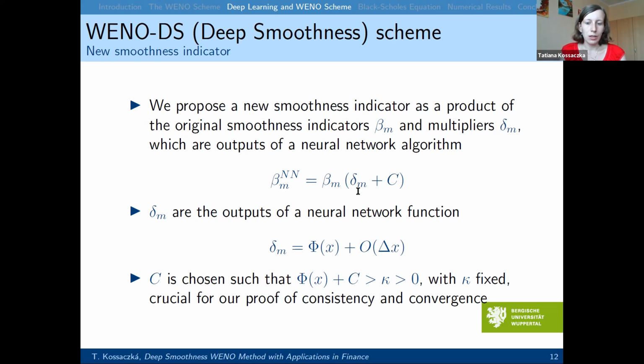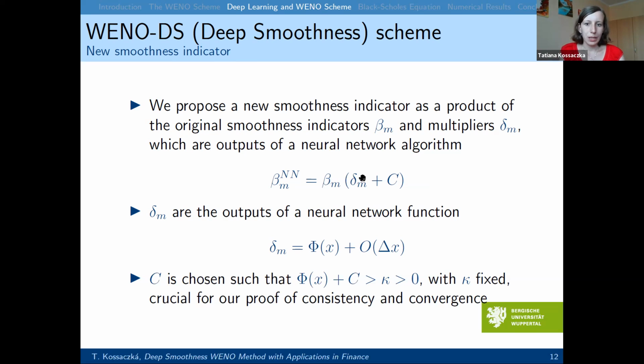And for example, the neural network algorithm can learn delta to be 1, and then it says that, okay, the WENO method is completely okay. It's fine and it remains the same. But in the cases where we want to enhance the method, the neural network algorithm learns to enhance this beta so that the final numerical scheme is better in the end.